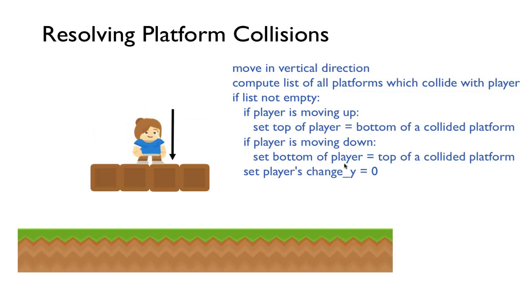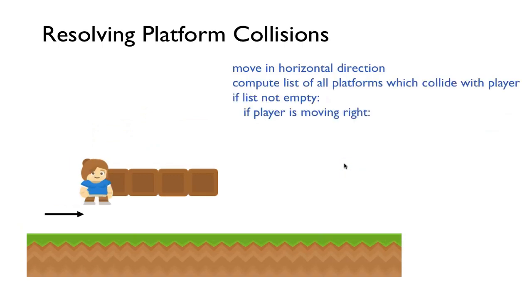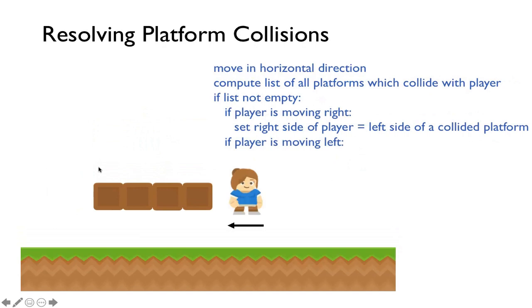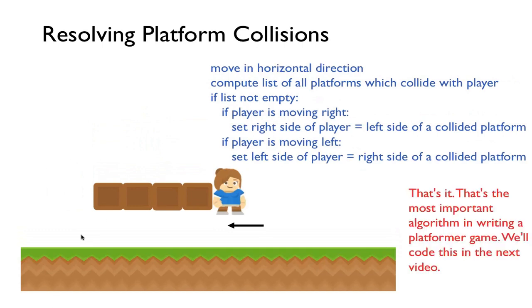Okay, and then we move in the horizontal direction. So if I move right and I collide, I find all the things that I collide with. If I move right, I'm going to set the right side of the sprite equal to the left side of one of the platforms that I collide with. That way I fix that collision. Then if I'm moving left, same thing. I move left, I set the left side of the sprite equal to the right side of the platform to fix that collision.